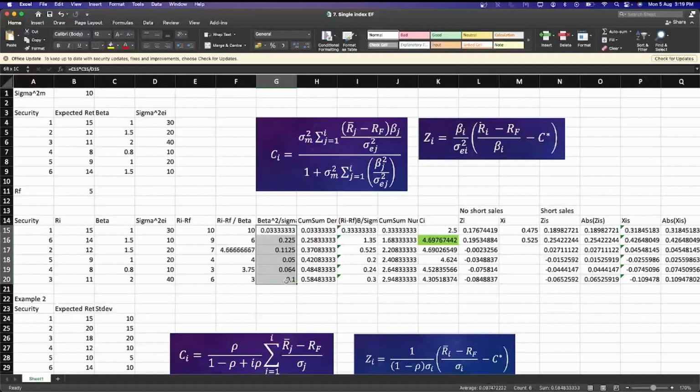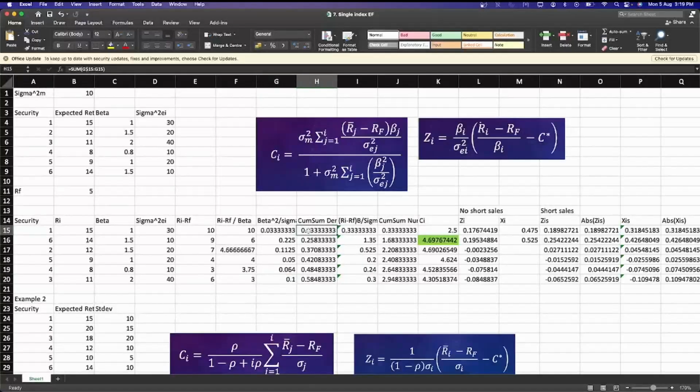So we calculate it for all of them. In Excel, we just have to type the formula once and then we simply drag it. It's very easy to calculate. So this is the summation, right? Here the summation goes from 1 to i, security i. This is the cumulative summation.